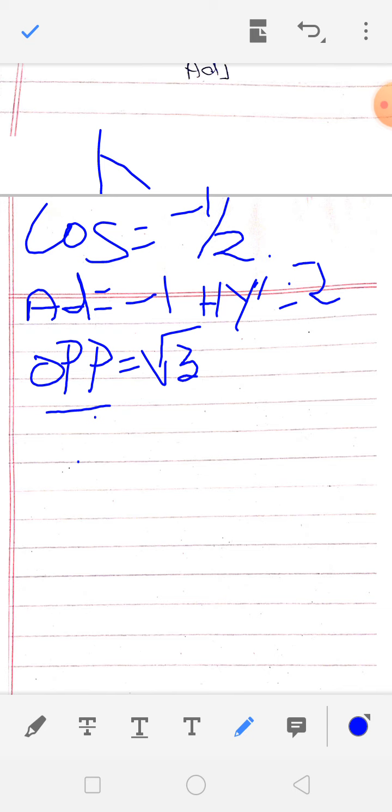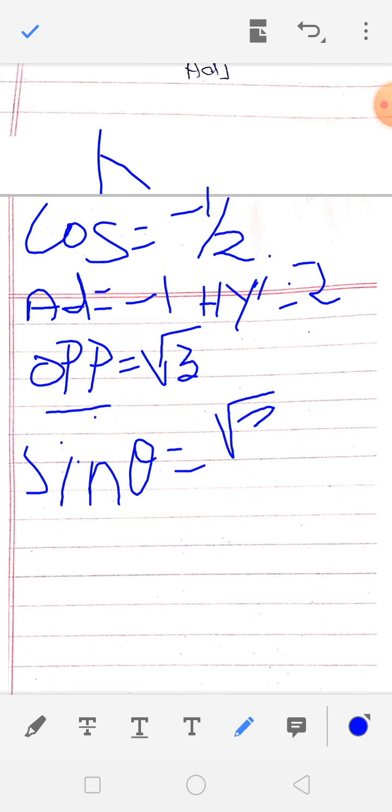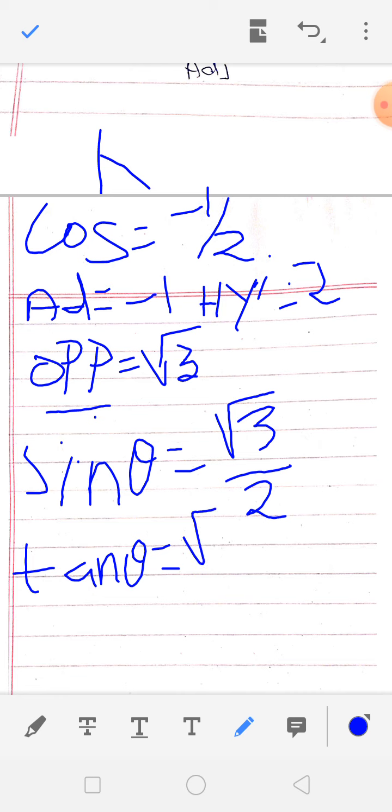Okay. So now sin theta. Sin theta is equal to what? Opposite side divided by hypotenuse. So the opposite value is root 3 divided by the hypotenuse value 2. This is sin theta. Cos theta we know already. And then tan theta. What is the value of tan theta? Opposite divided by adjacent. So opposite root 3 divided by adjacent value minus 1. So it will become minus root 3.